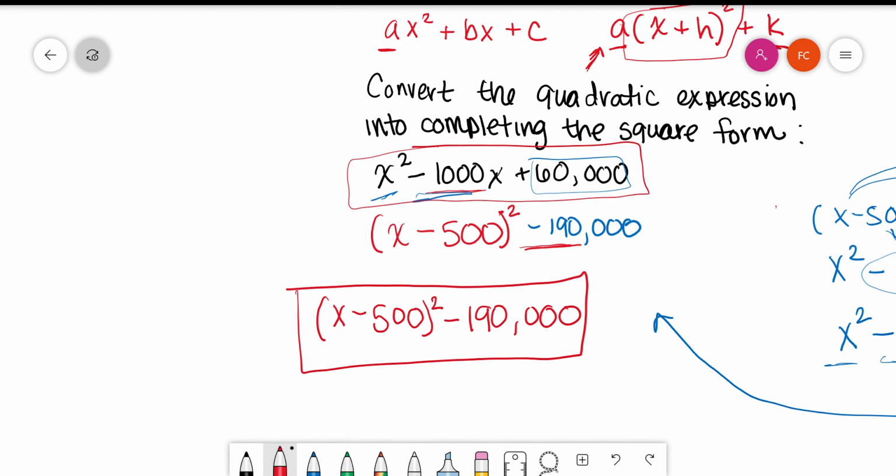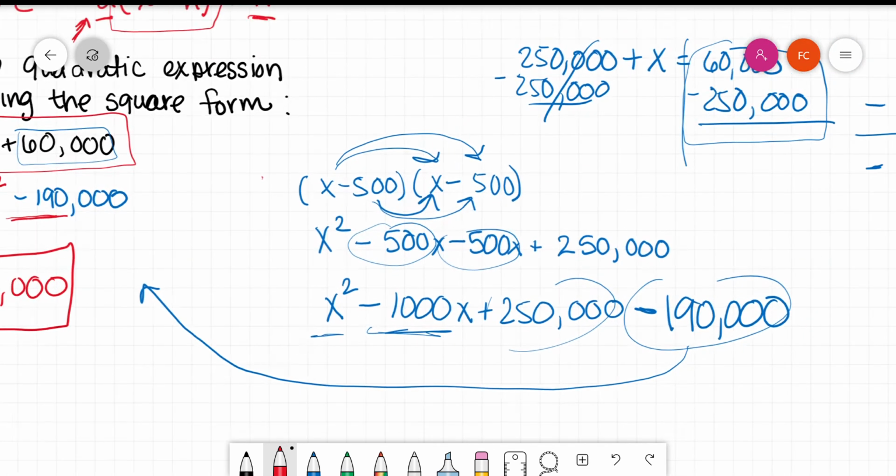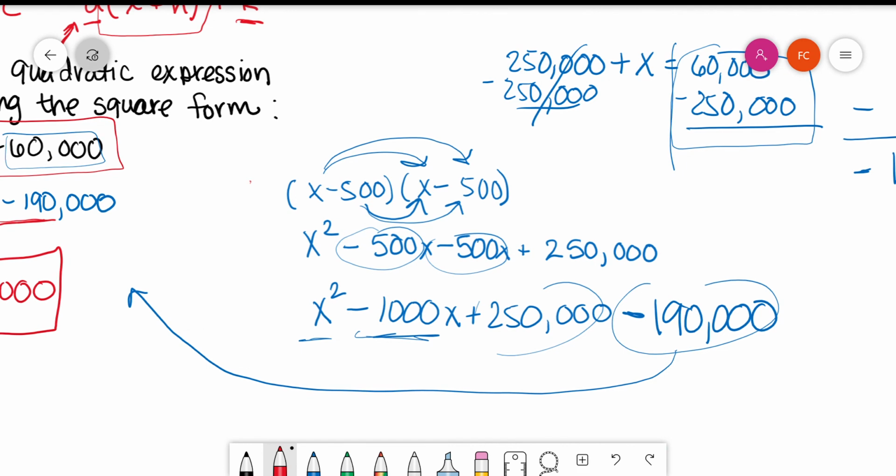And as always, if you're like, man, I think that's right, but I'm not totally 100% sure, you could always go off to the side and do all the work, right? You could do x minus 500 times x minus 500 and then combine all the like terms, including this negative 190,000, and make sure you're getting back up to this, which is essentially what I did all over on this side.